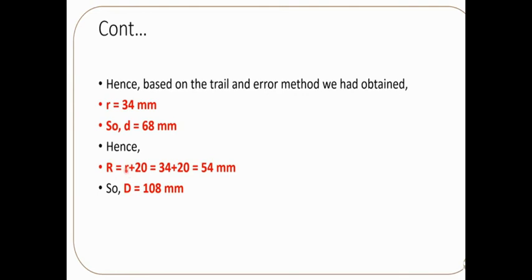Next we find the small diameter d. You multiply 34 by 2, and we automatically get small diameter 68 mm. Next, the capital radius R is equal to 34 plus 20, that is 54 mm. The capital diameter is equal to 54 multiplied by 2, 108 millimeter. Those are the results. So we have found the inner radius and inner diameter, and the outer radius and outer diameter. That is the result. Thank you.